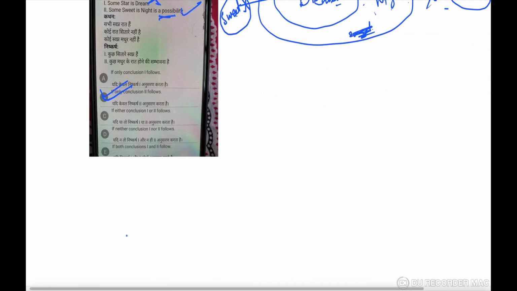So next we have some Chinese coding questions which I am not going to solve. Next is this puzzle.